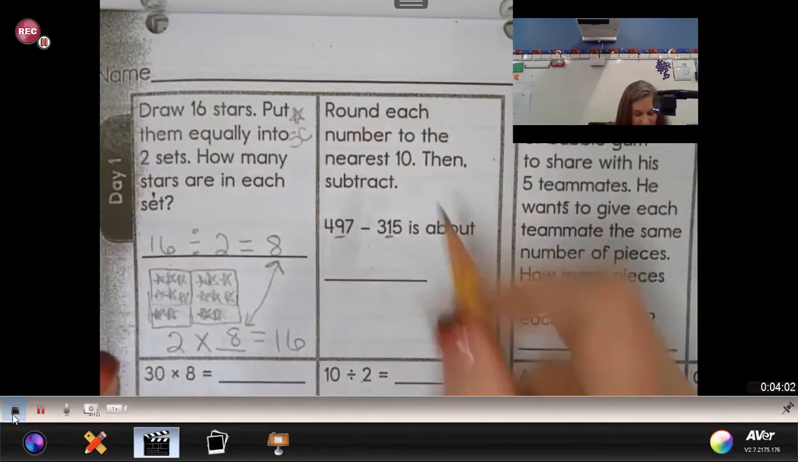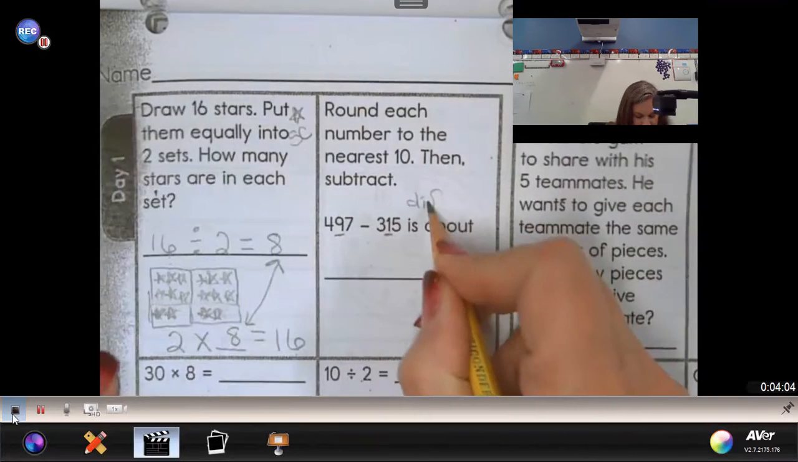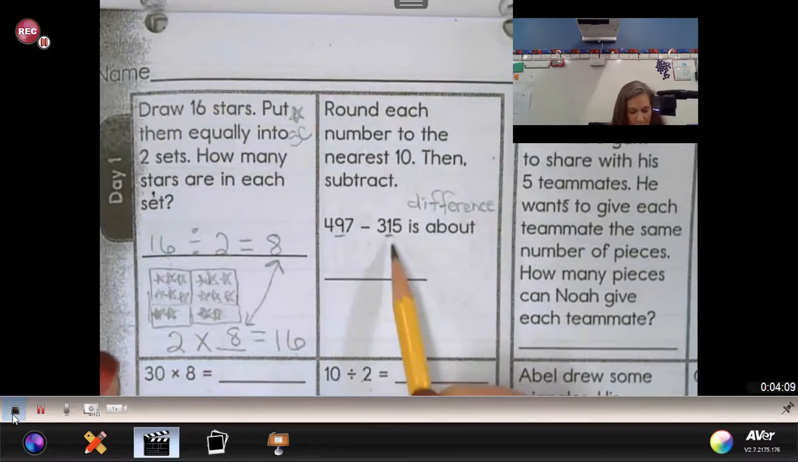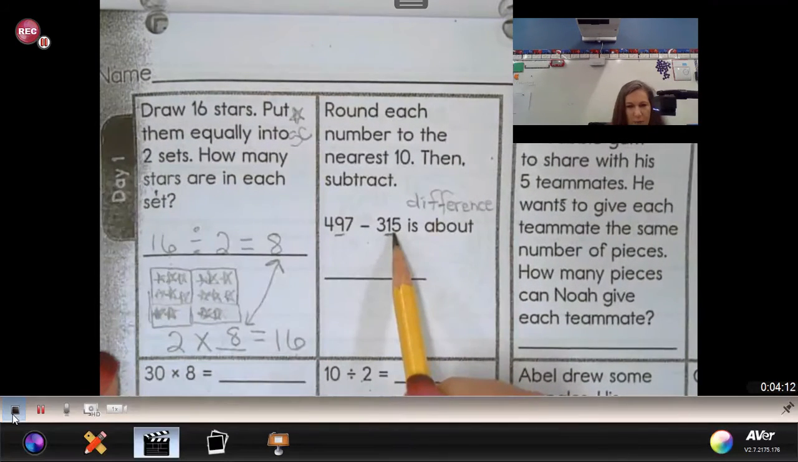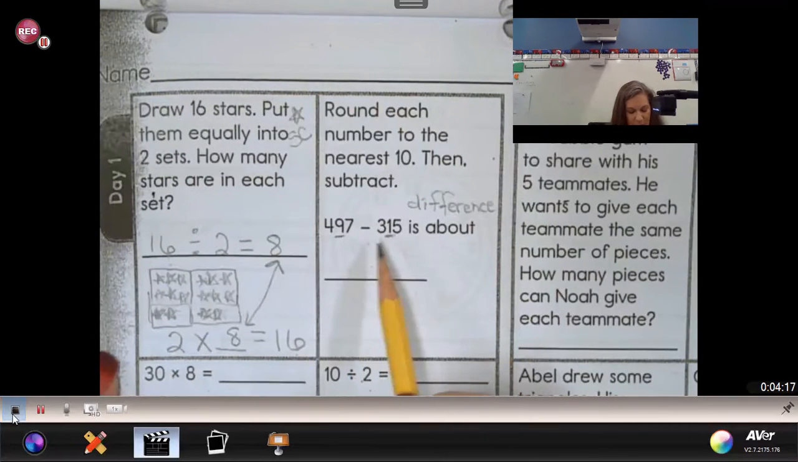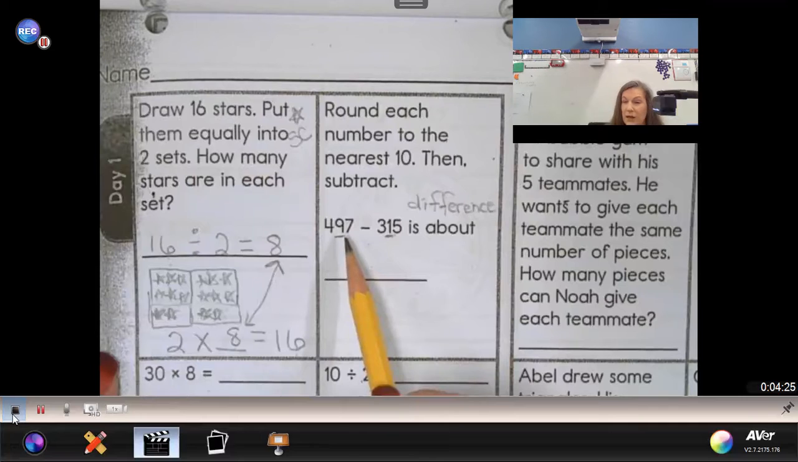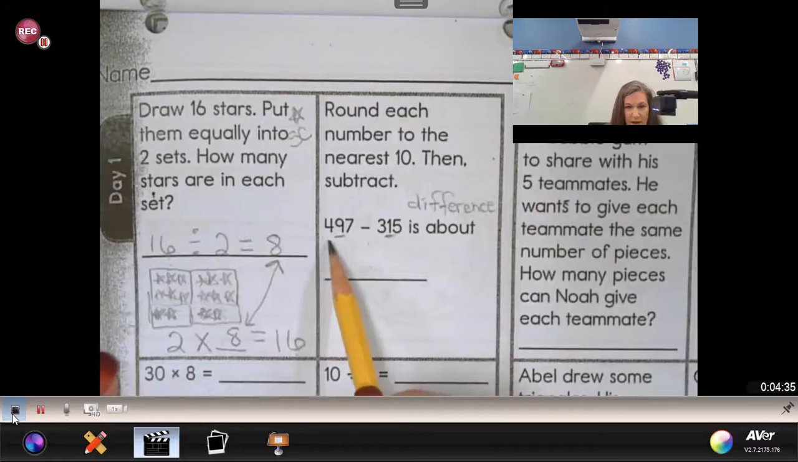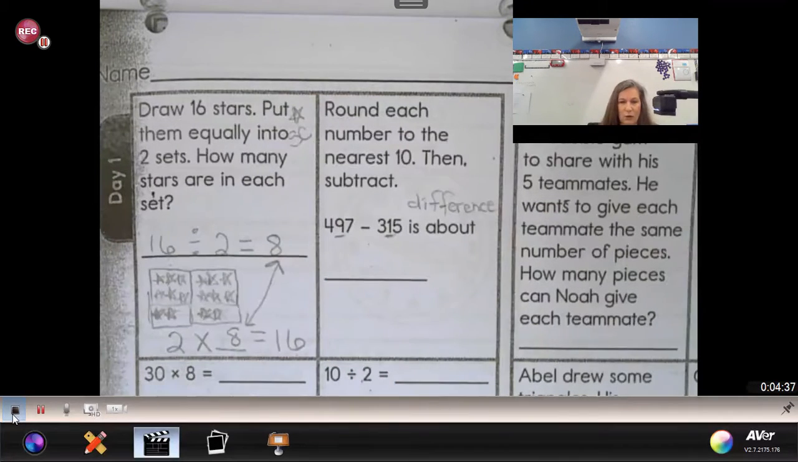We're looking for the difference here. Everybody say difference. Difference is the answer to a subtraction problem, which means I want to know how much it is from 315 to get to 497. Well, if you think about it, it's at least 100, because if I add 100 to 315, that'd be 415. And so then another 80, right? So we're getting pretty close to the idea of what our difference is going to be from 315 up to 497. Now, first we have to round our numbers.